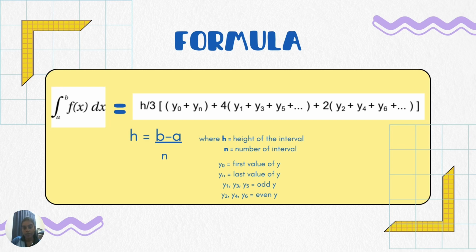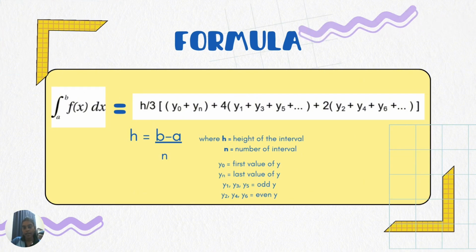There are a few terms in this formula. Let me explain each one. y0 is the first value of y, whereas yn is the last value of y. y1, y3 and y5 are odd y's, whereas y2, y4 and y6 are even y's. To get a deeper understanding of the Simpson's 1/3 rule formula, let us take a look at the example question.